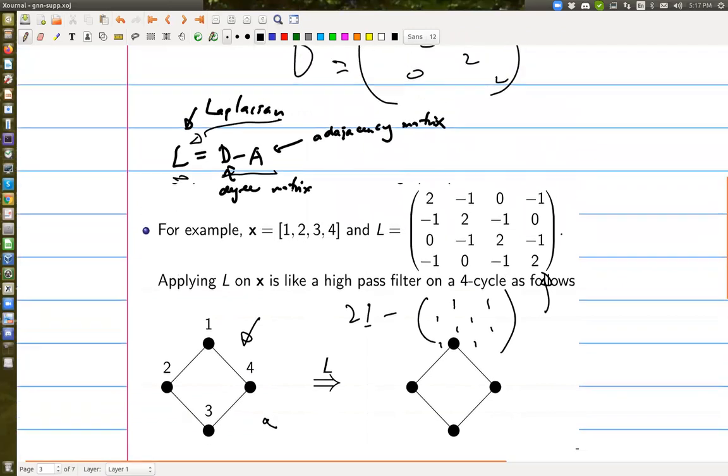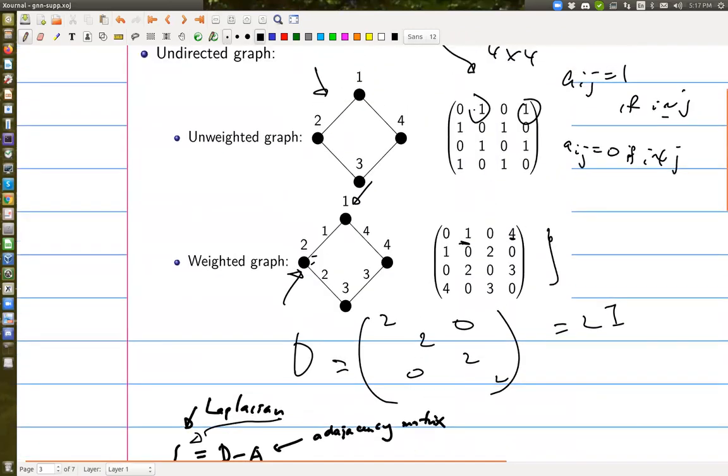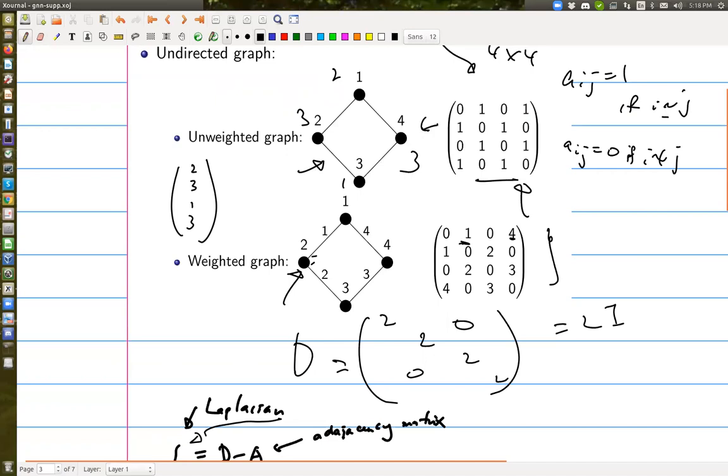For example, I have the A matrix here, and I have a signal, let's say the signal at nodes 1, 2, 3, 4 is equal to 2, 3, 1, 3. Now I can apply this A matrix to this signal. I think of this signal as a vector, 2, 3, 1, 3. So applying the A matrix is just multiplying A by this signal vector.